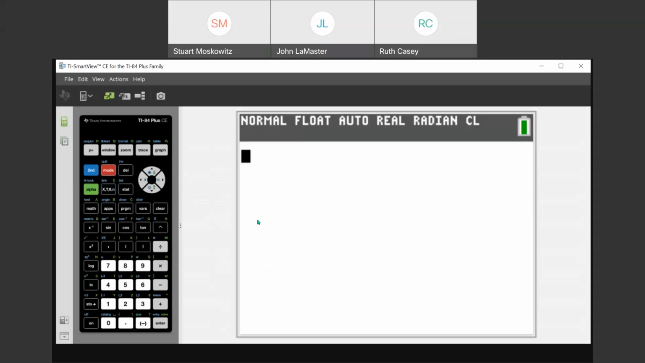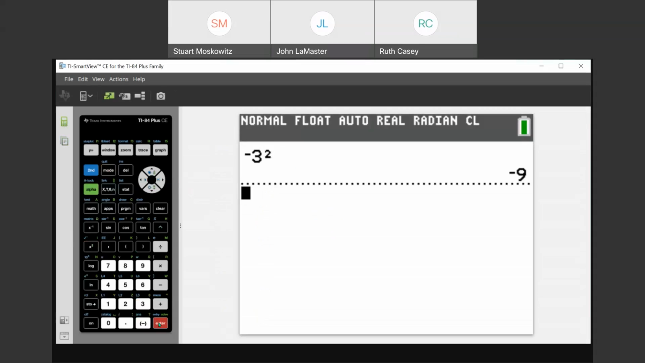I don't want to spend any more time there right now. What I want to do is square -3. I don't need to go to the exponent key. I want to go right here to the x squared key, and there it is, -3 squared.